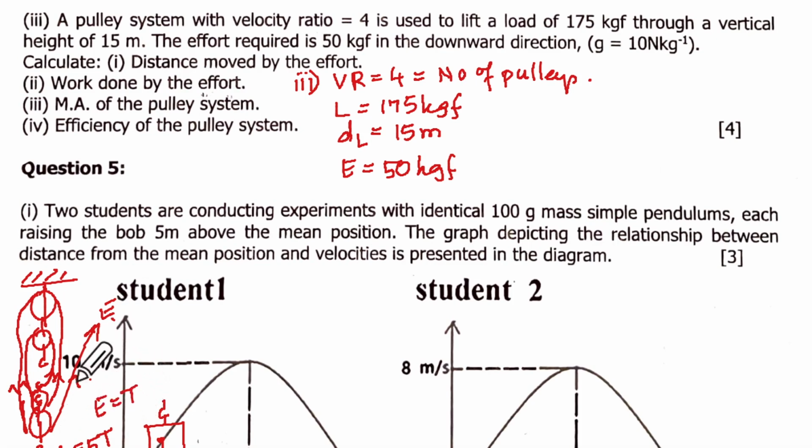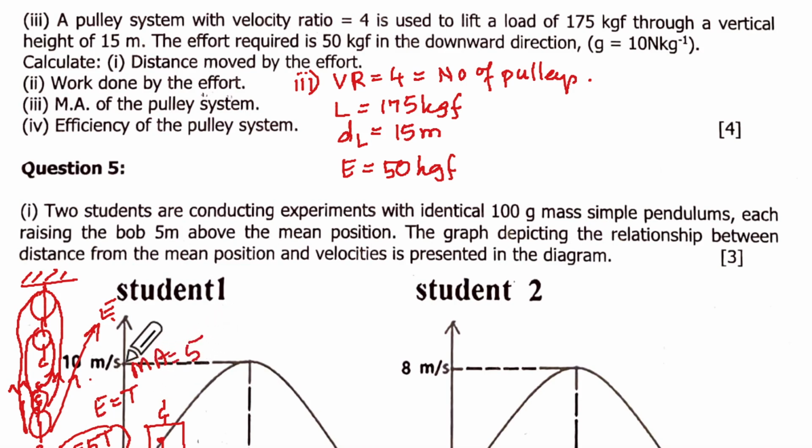So if the effort is in a vertically upward direction, then there are 4 pulleys and 5 is the mechanical advantage. What is mechanical advantage? Load upon effort, means 5T upon T. That will be equal to 5, correct or no? MA will be equal to 5.